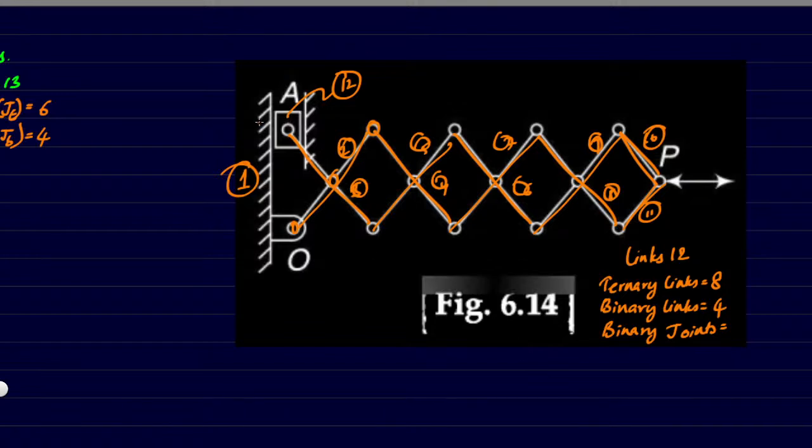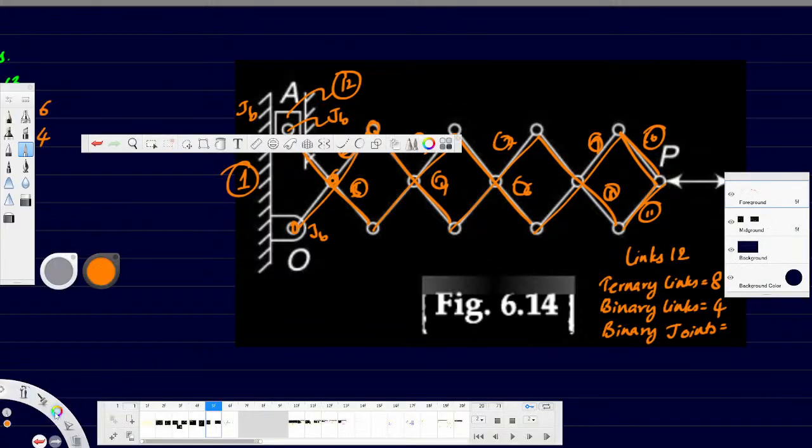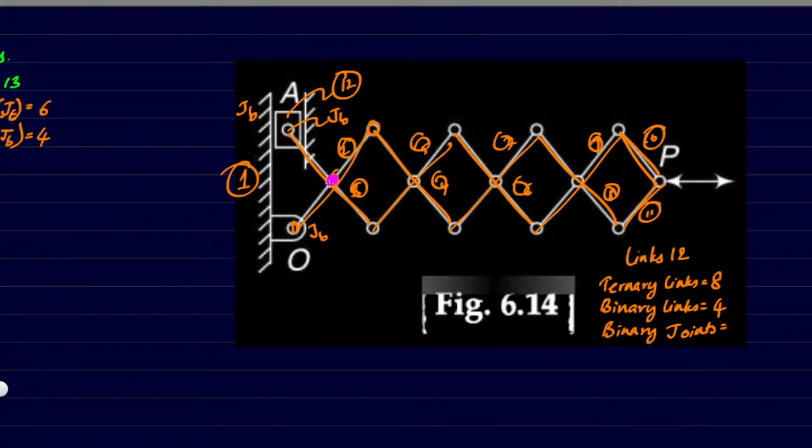So between slider and this one is binary, and this is another. This is also a binary joint. What about this link, this joint? Is it binary or ternary? This joint, the pink one, is it binary or ternary? Binary, I think. Because there are only two links joined here, that is a binary joint. So all the joints that we see here, all of them are binary joints.